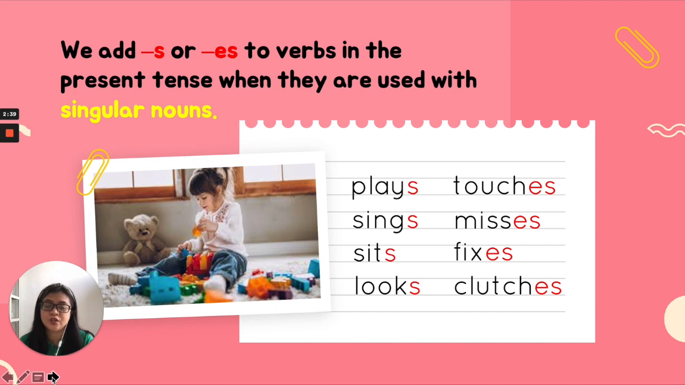She clutches her toys. So all of these words are in the simple present tense form of the verb. We use this with singular nouns. Singular nouns, again, are nouns that are only one. Singular means single.